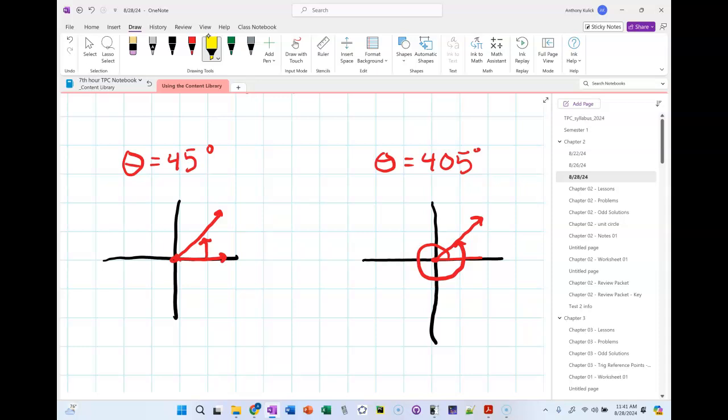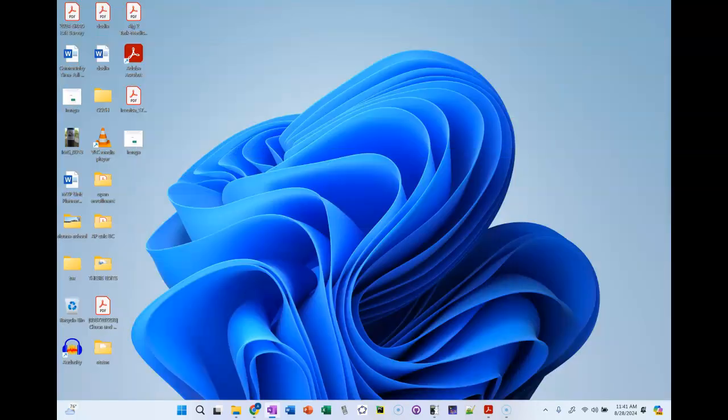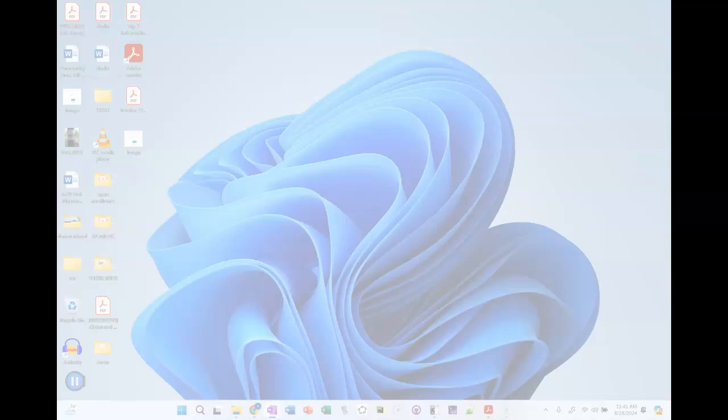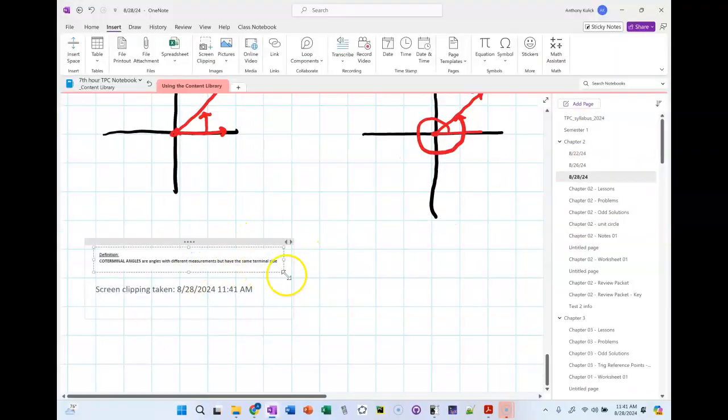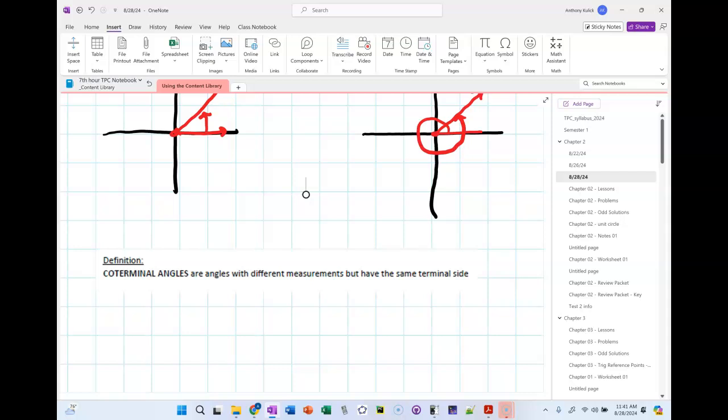This is a special thing that's just happened for us. Let's give this situation a name. The name we're going to give this situation is called coterminal. We'd say that these two angles are coterminal. So again, our definition would be coterminal angles are different angles. They have different measurements, but they have the same terminal side. So again, these are angles with different measurements, but their terminal sides are in the exact same location.